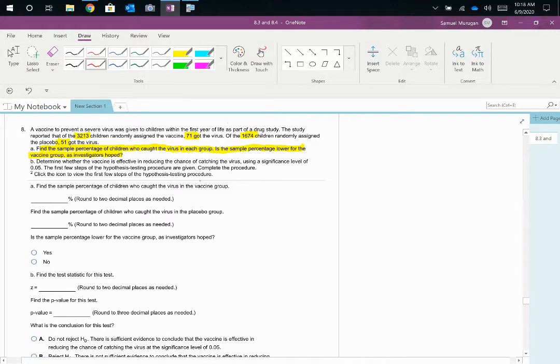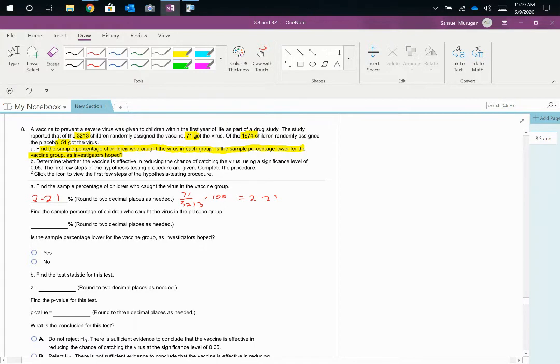Is the sample percentage lower for the vaccine group as the investigators hope? So let's see, for the vaccine group, it is 71 over 3,213. Okay, put that into your calculator. You want it as a percentage, so times 100, and that comes out to be 2.21%, 2 decimal places.